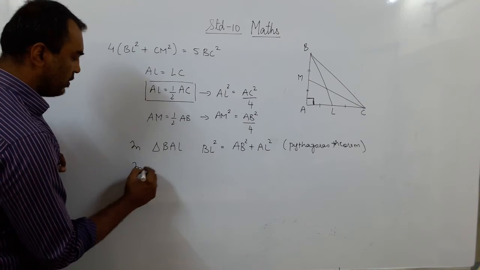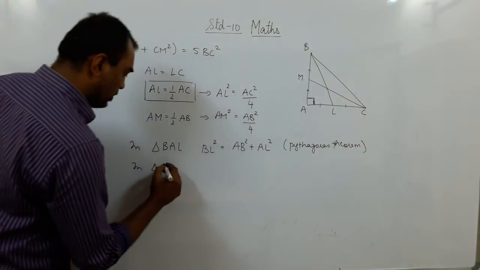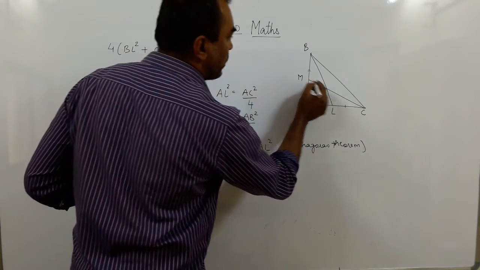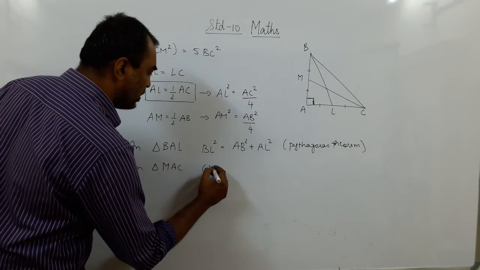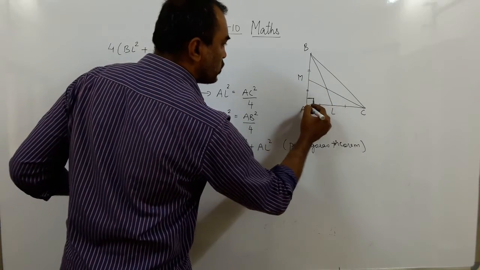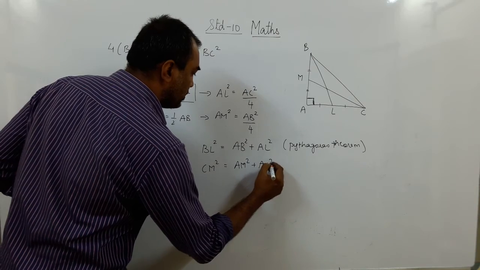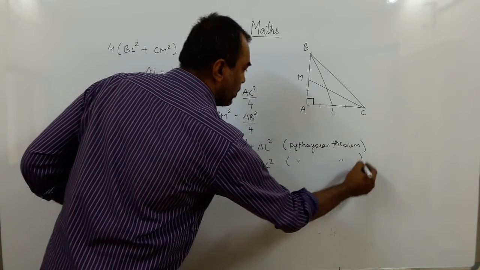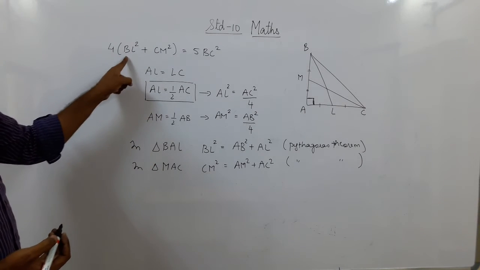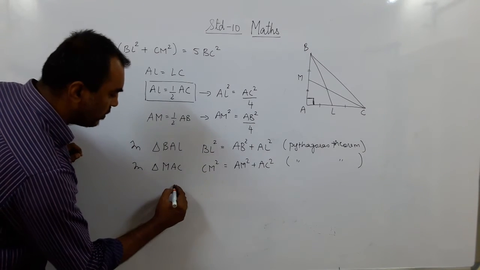In the same way, in triangle MAC, this is also a right angle triangle. So here the hypotenuse is CM. So CM square equals AM square plus AC square. Which theorem again? Pythagoras theorem. Okay. Now we have BL square and CM square. So I add these two. Add these two. So what do I get?